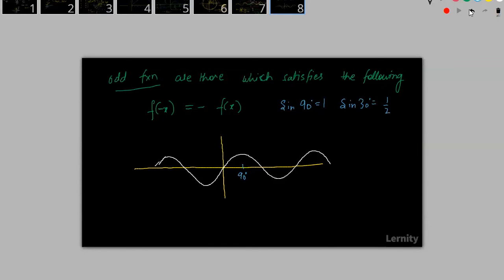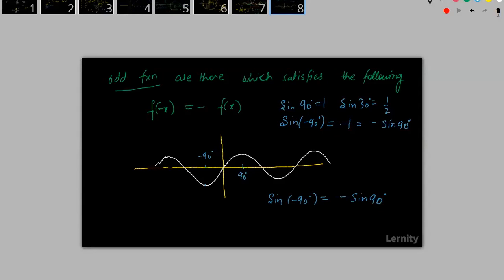Now let's take sine of minus 90 degree. Sine of minus 90 degree is here, so sine of minus 90 is minus 1. This minus 1 I can write as minus of sine of 90 degree. So basically sine of minus 90 degree is equal to minus of sine of 90 degree.